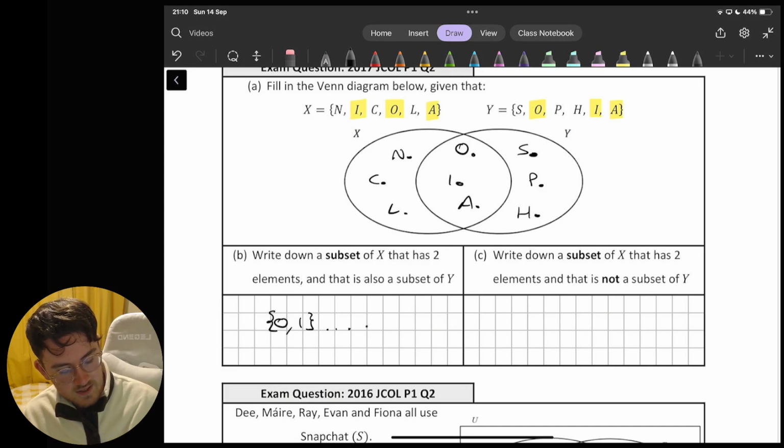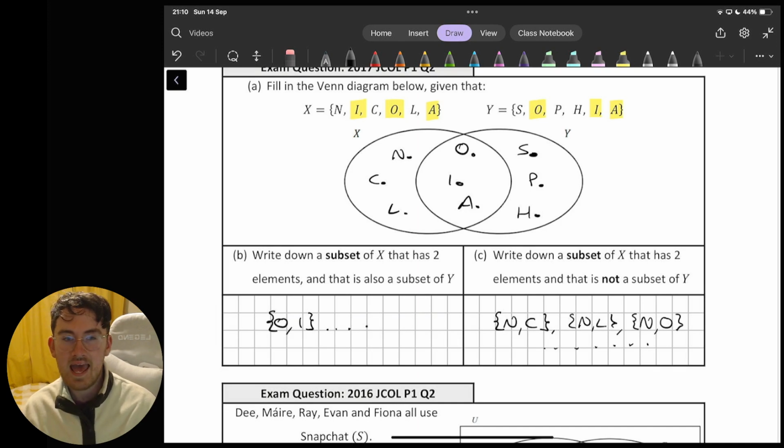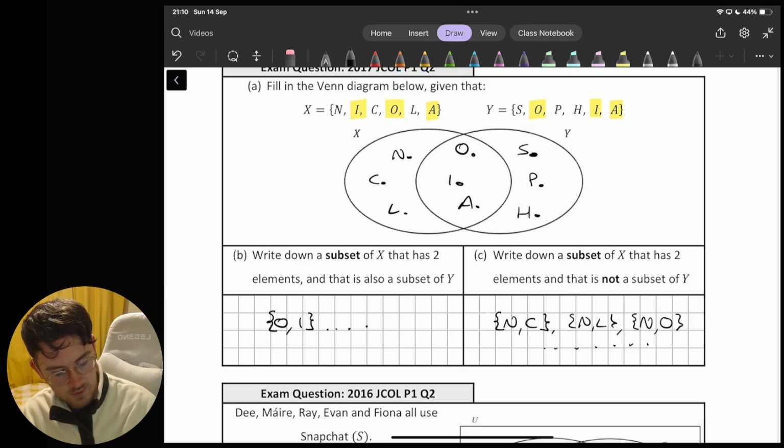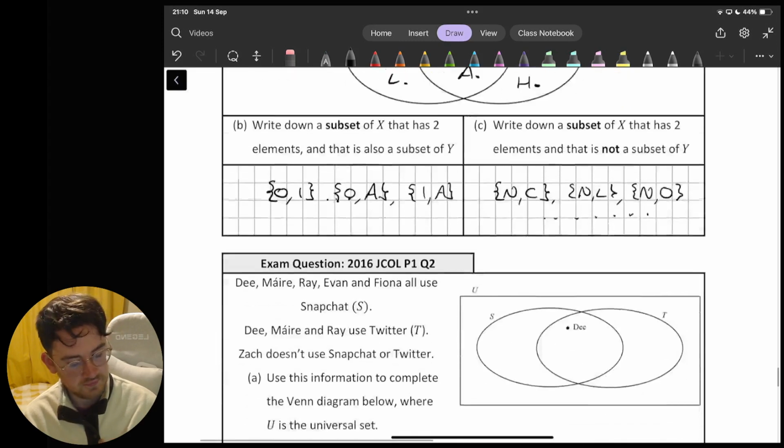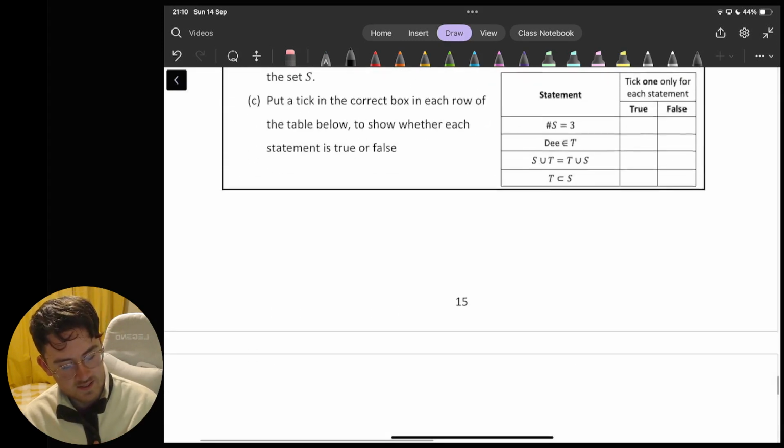A subset of X that has 2 elements that is not a subset of Y. We could do N and C. We could do N and L. We could even do N and O. Okay, or we can keep going that way. Any subset that is not an answer to the first half, really. So let's put in the 3 answers to the first half there. So we had 3 answers for the first half, and for the second half, anything else at all.